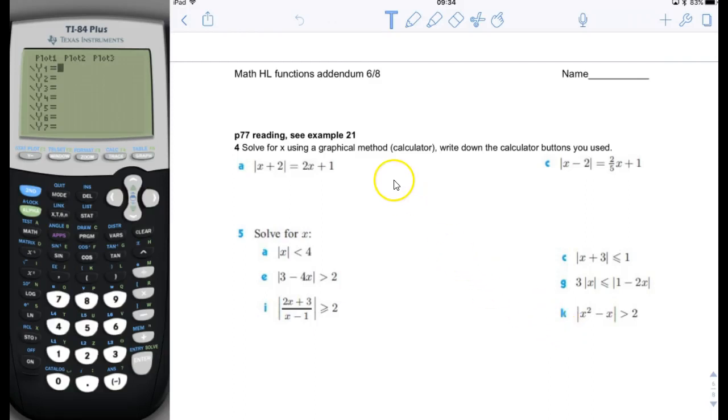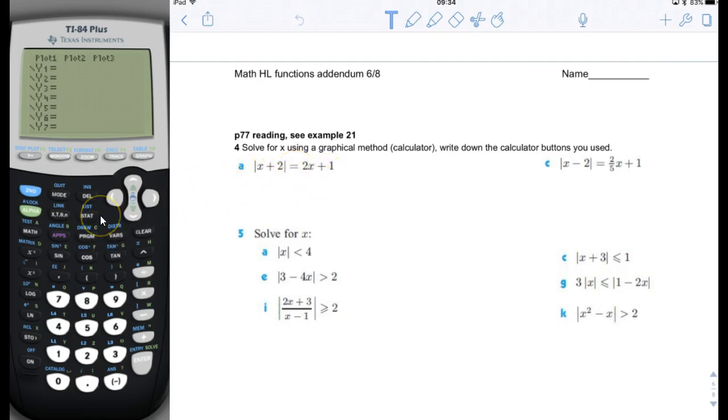Page 6 of functions addendum. So number 4, we're going to solve these equations using the calculator. Basically, we're going to graph these two functions and see where the intersections are, because it says equal here.